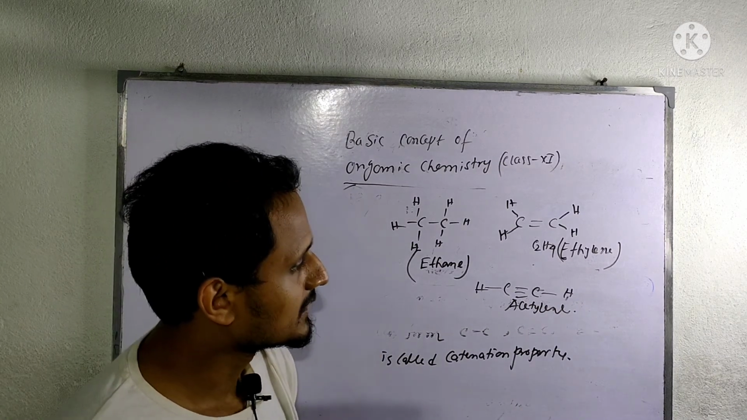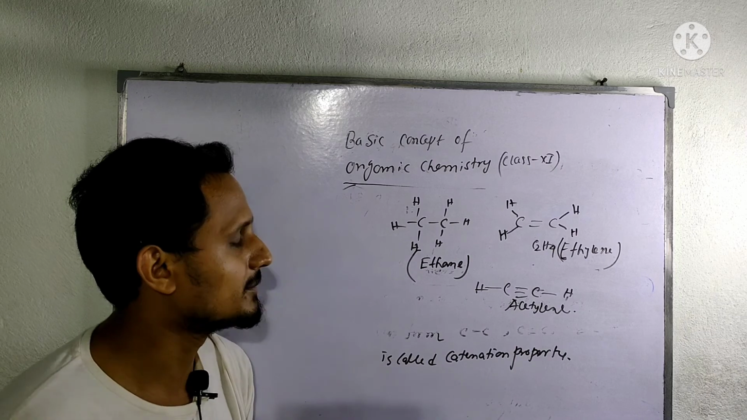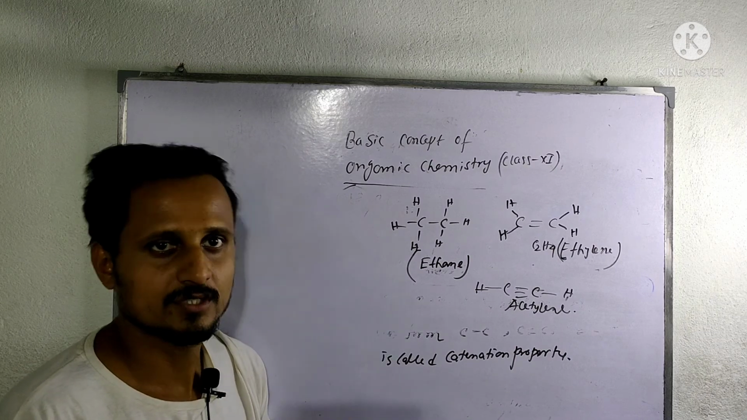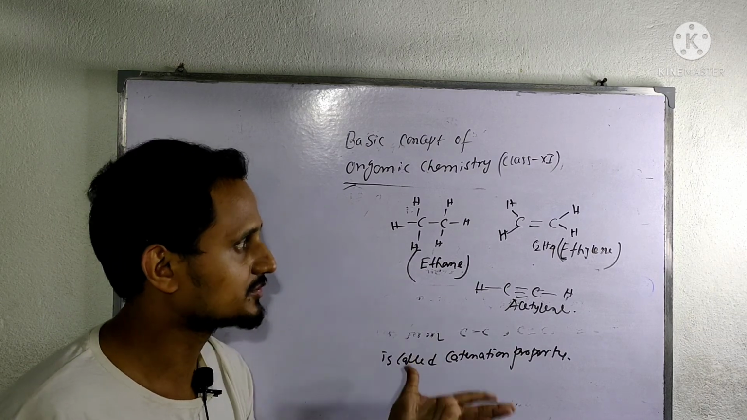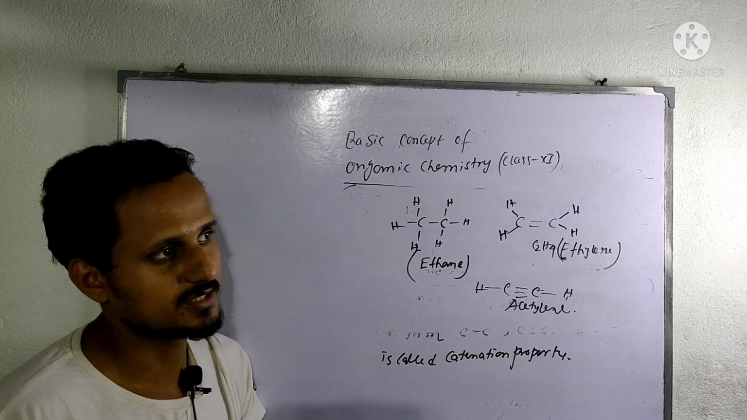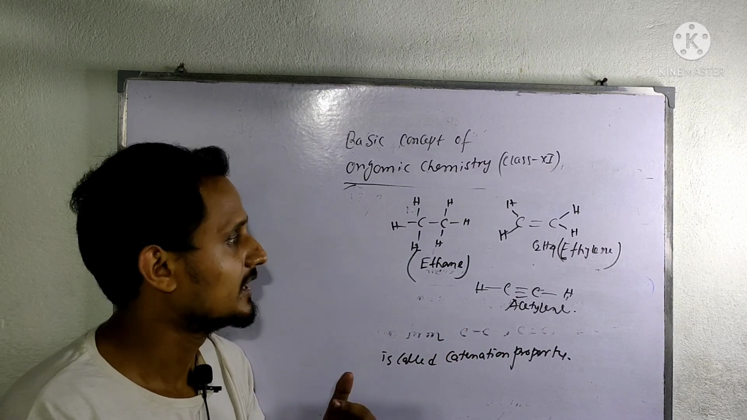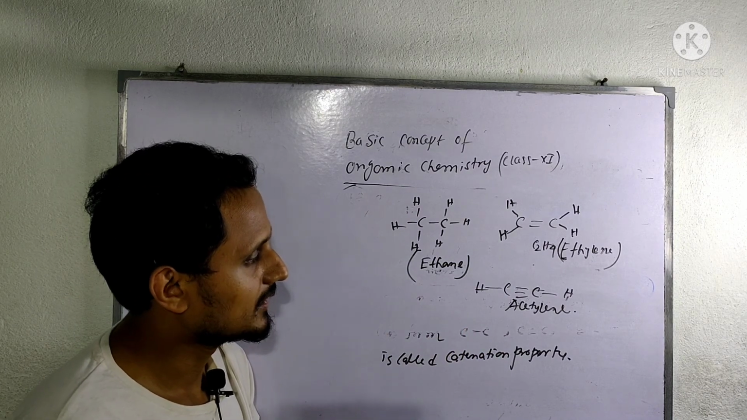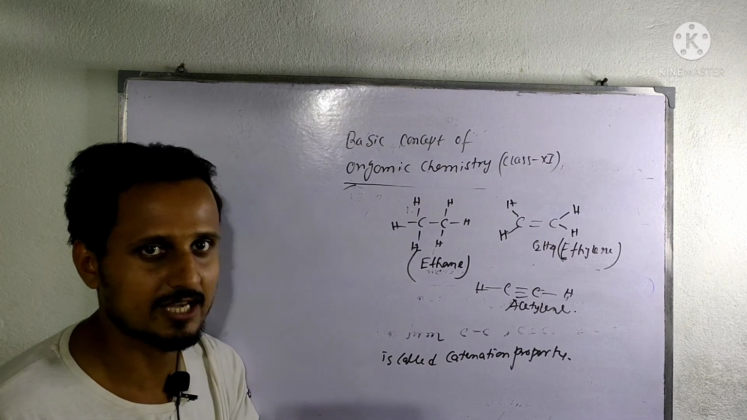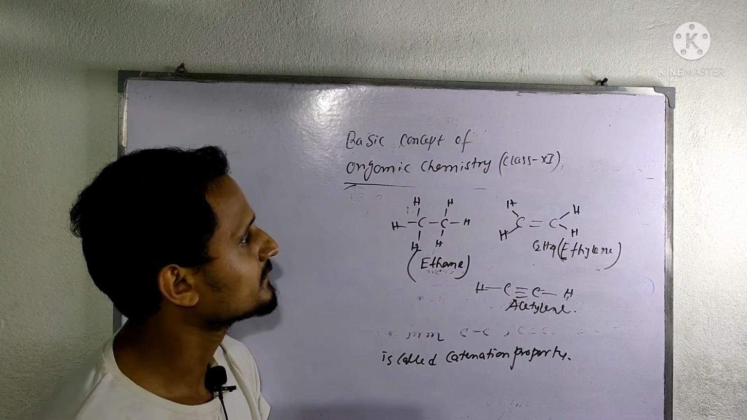So today up to this. Next day we will discuss the structure of the compounds: how to write the structures of organic compounds, how their bond angle changes, and what are alkanes, alkenes, alkynes, IUPAC nomenclature. Next day we will discuss.